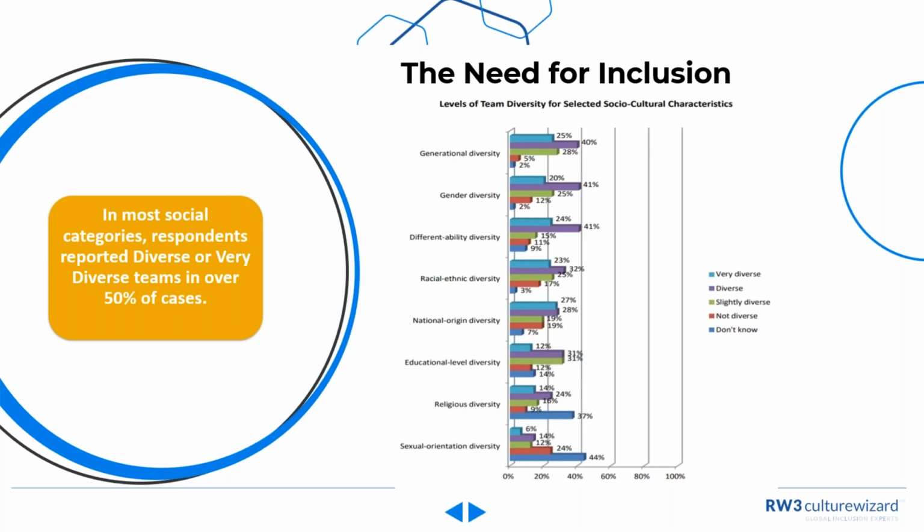The only categories where the majority said they don't know, or where very diverse or diverse weren't in the majority, are the categories where diversity is not visible. So religious diversity as well as sexual orientation diversity are not visible. You tend to have to know the person a little bit more before you know what their background is in those two categories. So that's really the only two categories where we see that.